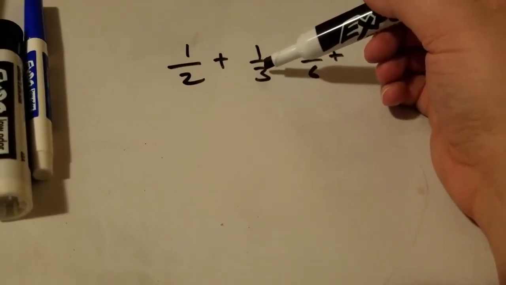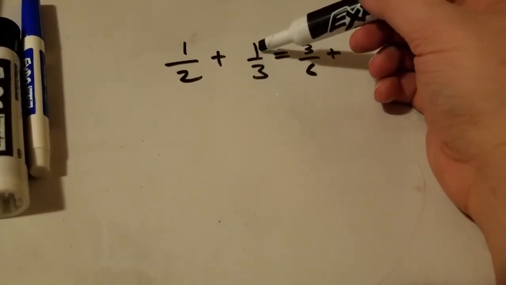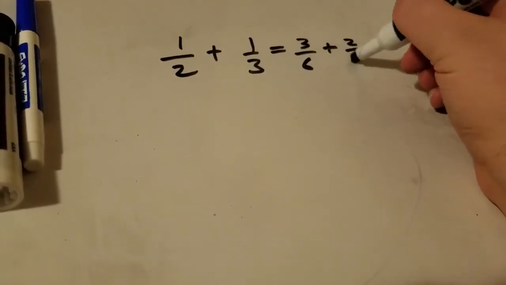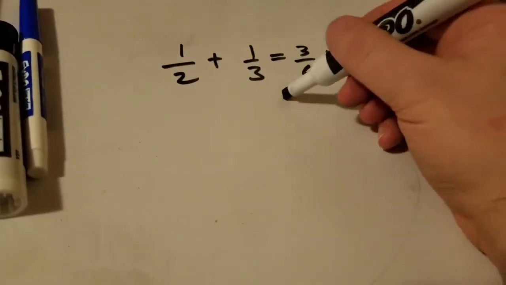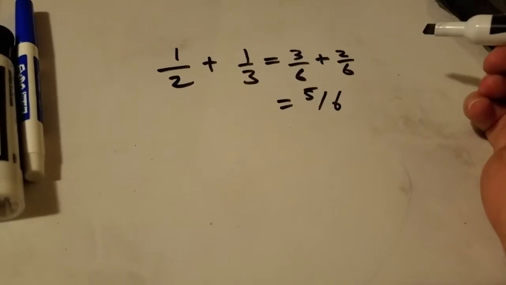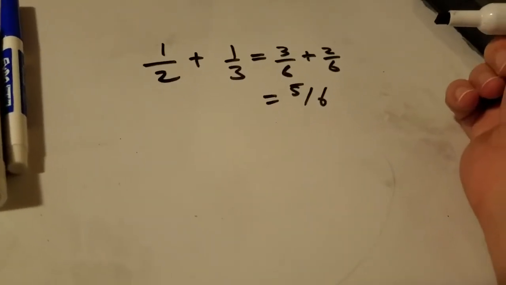I'm going to multiply this 3 by a 2, and then this 1 by a 2, so I have 2/6, and then I can just add these together, and so I get 5/6. And that's how you add fractions.